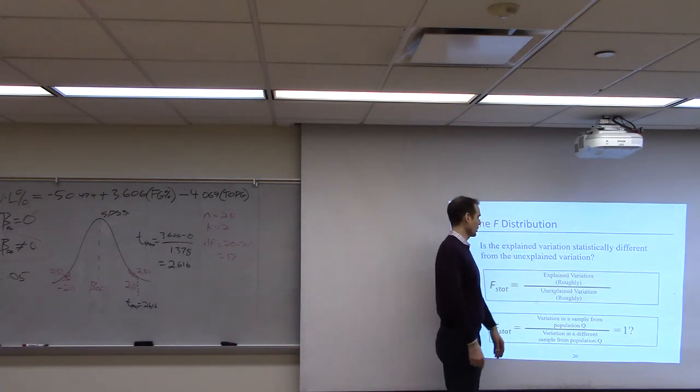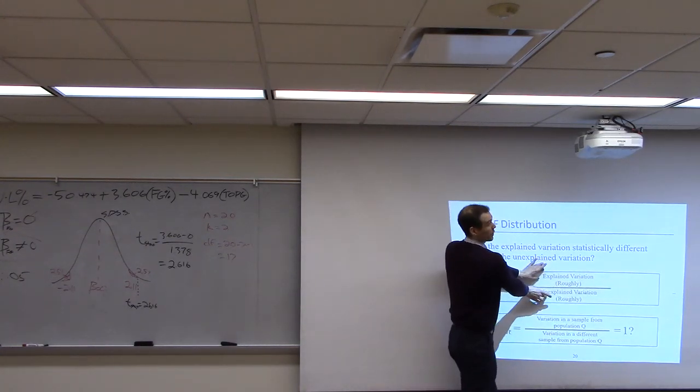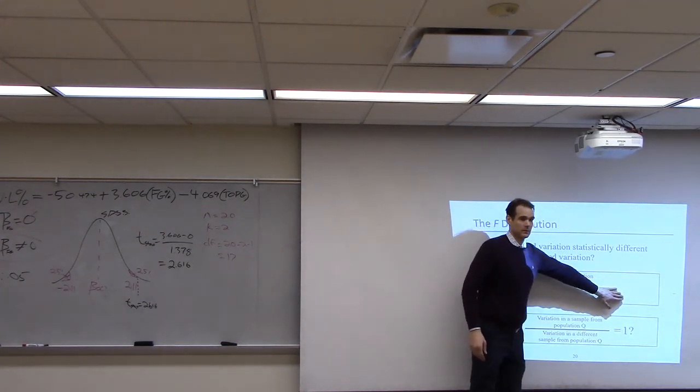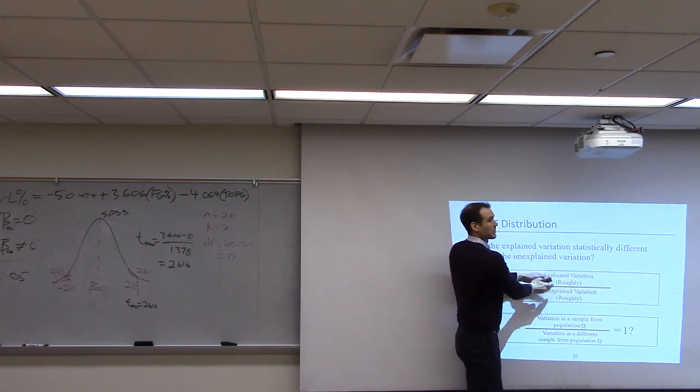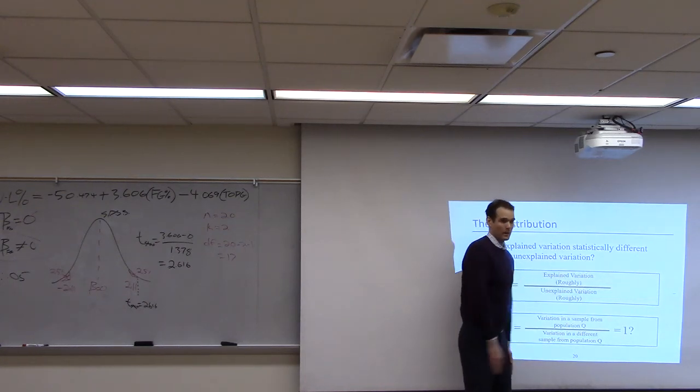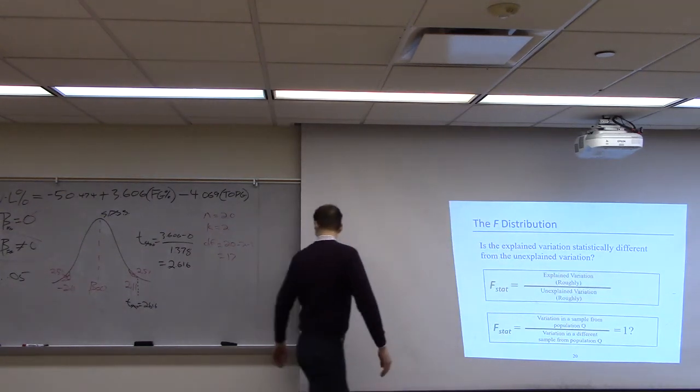If that is true, then explained over unexplained for the whole model would equal 1. But if that's not true, then explained over unexplained would be a higher number, higher than 1. 5, 20, 40.